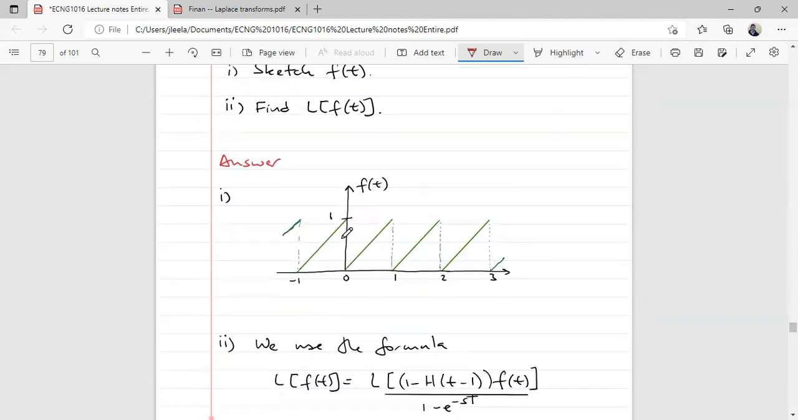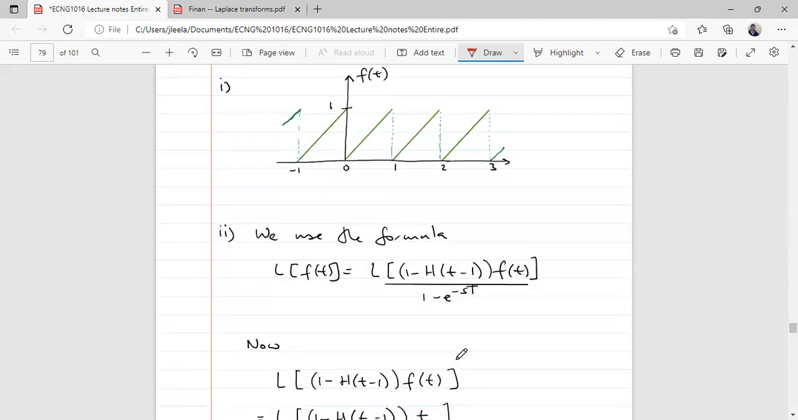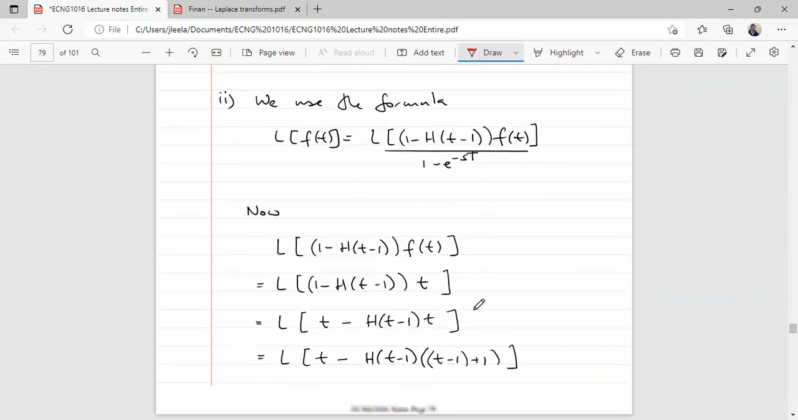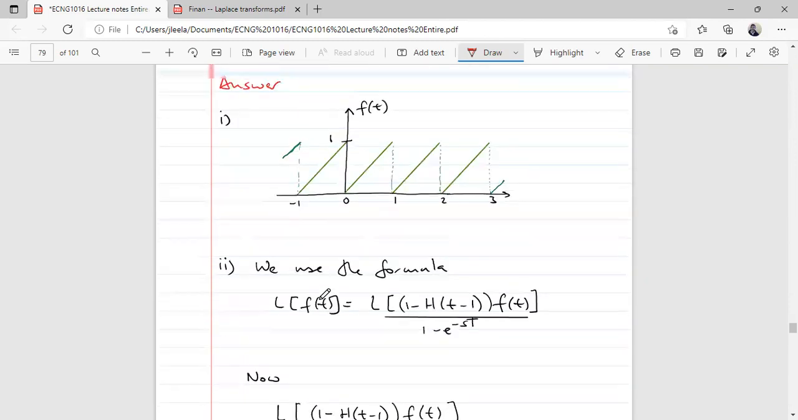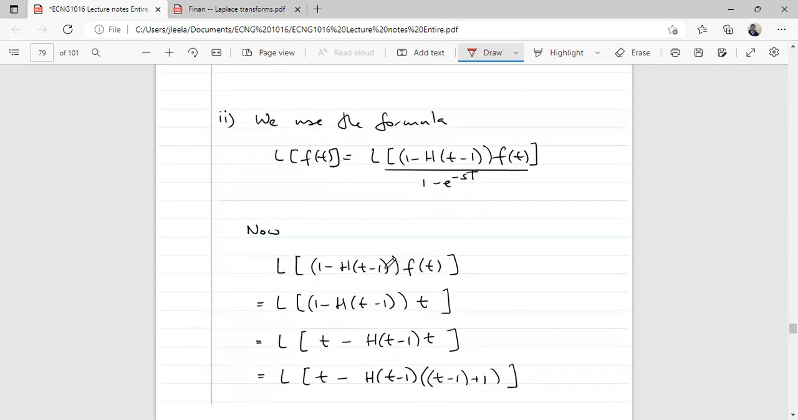And now you have to find the Laplace. So by this formula here, the Laplace of open brackets 1 minus h(t minus 1) f(t) over 1 minus e to the minus s T. So we could work out this here now. Remember what T was, right? f(t) is t. So let's work out the top part first.